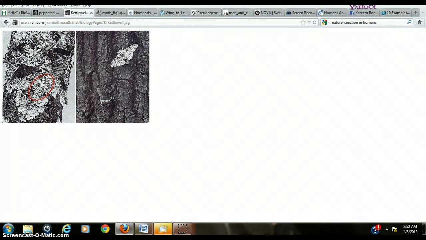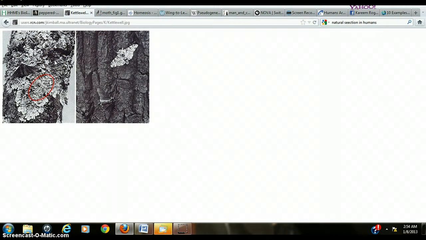easier to spot. However, during the Industrial Revolution, the trees started to become darker in stain, and this proved to benefit the darker pepper moth because they were able to better camouflage to their surroundings, while the white pepper moth was at a disadvantage because of its color, thus making it an easier target for predators.